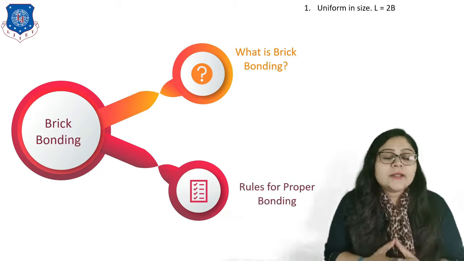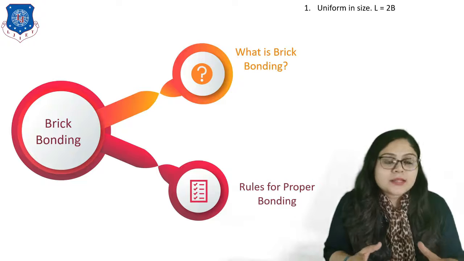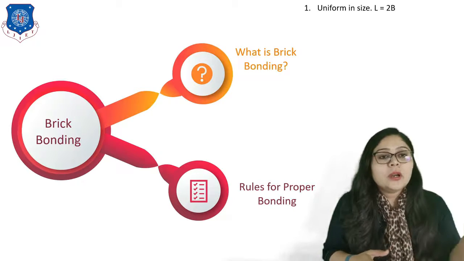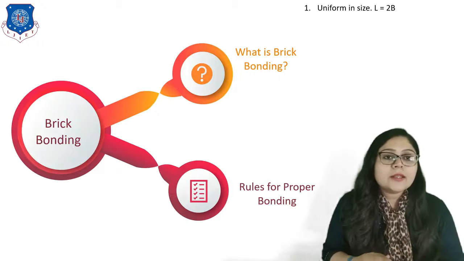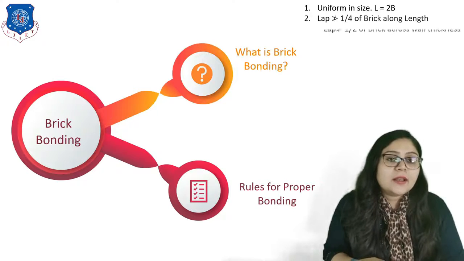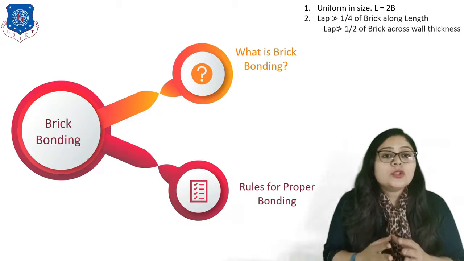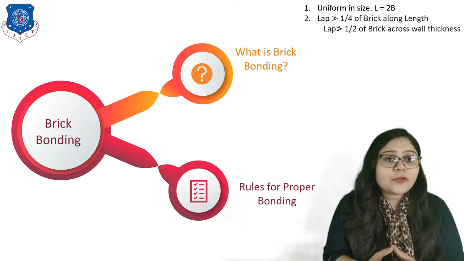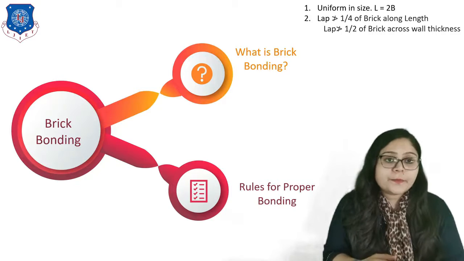So the first point is, a brick should be in uniform size. It means length should be twice the width and one vertical joint should be there. That is the concept of uniformity in size. Second is, a lap should not be greater than 1/4 of the brick along length, as well as a lap should not be greater than 1/2 of brick across the wall thickness.